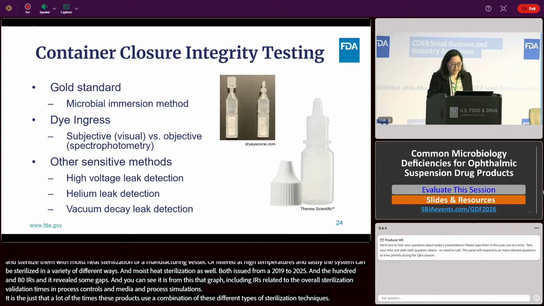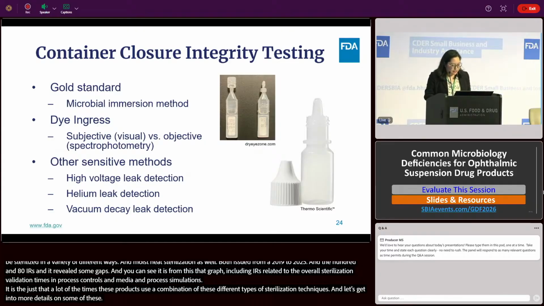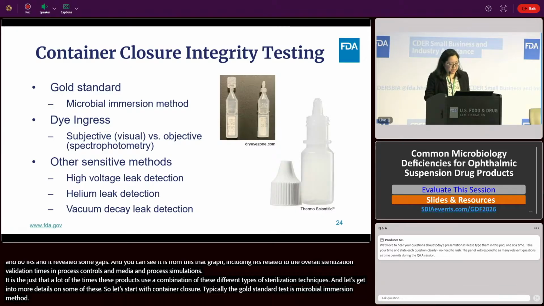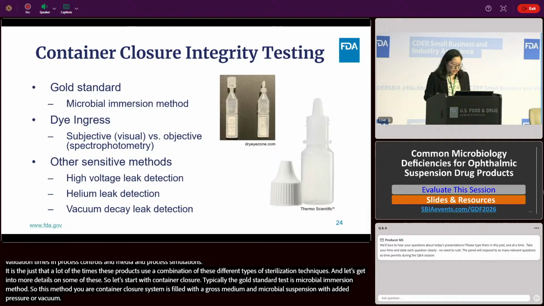So let's start with container closure integrity testing. Typically the gold standard test is the microbial immersion method. In this method, your container closure system is filled with a growth medium, and then it's submerged into a microbial suspension with added pressure or vacuum. The container closure system is then removed, incubated, and checked for growth.